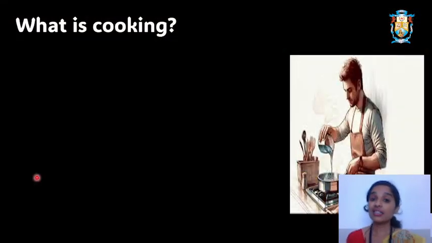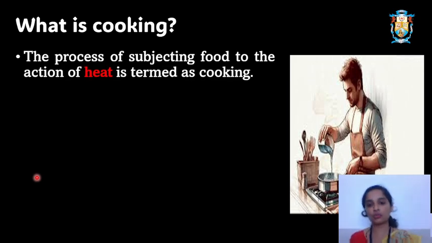In simple terms, cooking is nothing but changing the raw material into a suitable edible item. Scientifically, if we define it, the process of subjecting food to the action of heat is termed as cooking. So the main role is played by the heat. Heat brings a lot of change. The mode of heat transfer may differ, from conduction, convection, radiation. But here, the main thing is that physical and chemical changes occur to the food when it is cooked, making the nutrients available.